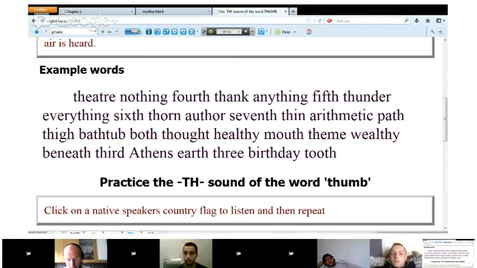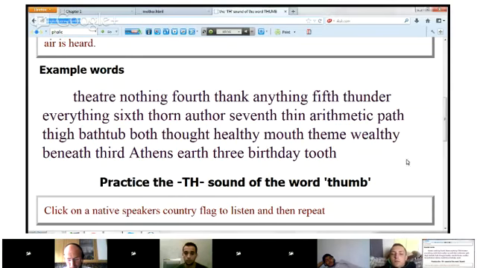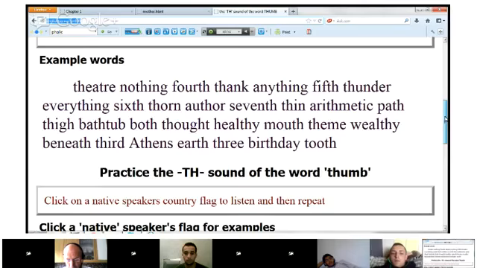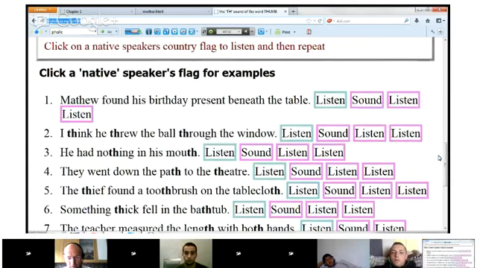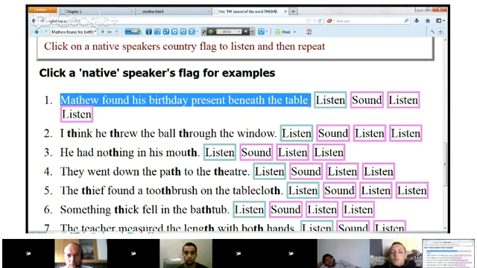So now, to the practice sentences, I think I'd like to just go quickly down the line, 1, 2, 3, 4, to get some sounds in. So we're going to move down to sentences. I need to fix this page to get the new HTML5 player for sound. At the moment, you can't play the sounds on this page, but you can see the text. So the first one, I'll post it into the chat. Matthew found his birthday present beneath the table.